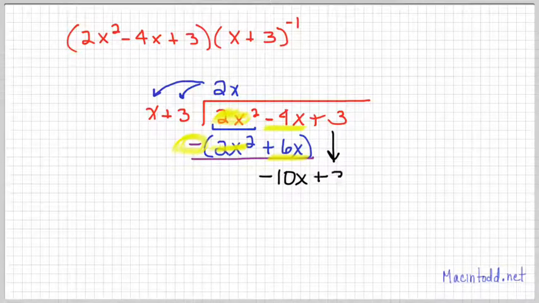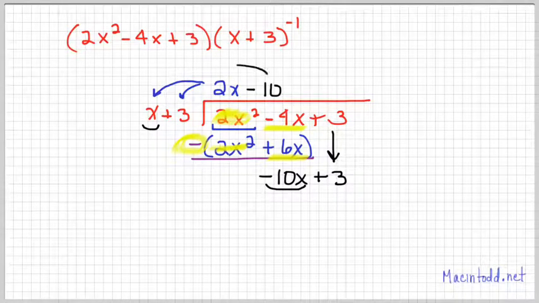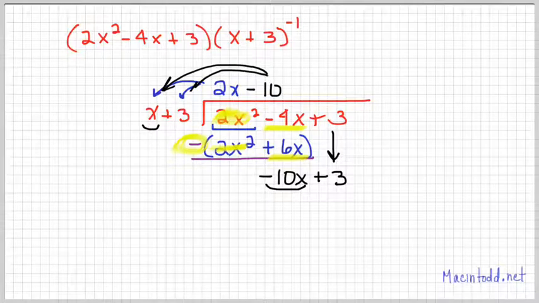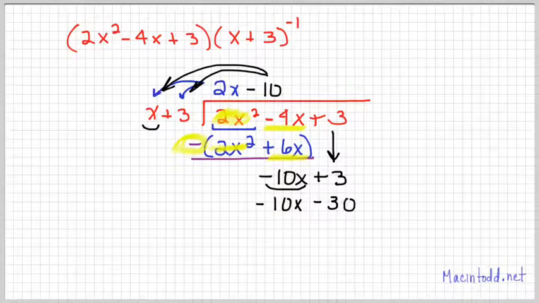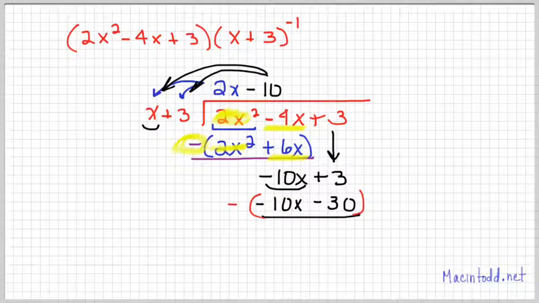the next term. Now I ask the same question, what do I have to take x times to get negative 10x? The answer is negative 10. And then I take that negative 10 and distribute it to my divisor. Now negative 10 times x is negative 10x. Negative 10 times 3 is negative 30. And I subtract. I get negative 10x minus negative 10x, which is negative 10x plus 10x, that's 0.